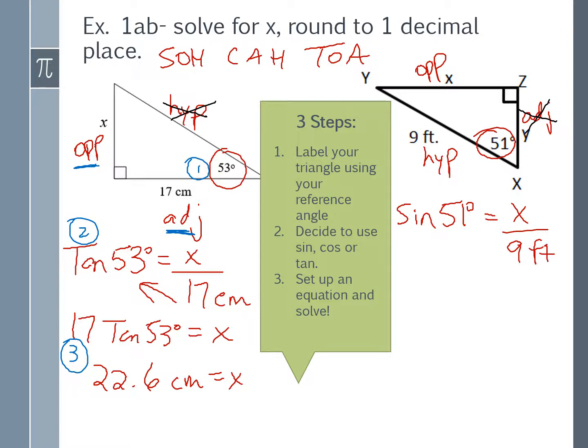How do you solve that? Quick cross multiply step. 9 sine 51 equals x. Type that into your calculator just like you see it. You should have got 6.9943. If we only want to round to one decimal place, that's going to end up rounding to just 7.0 feet equals x.